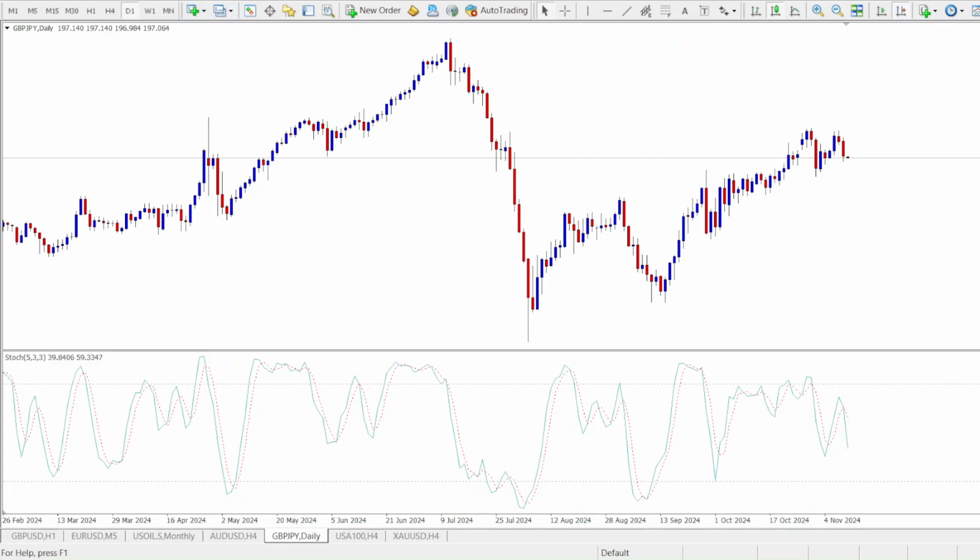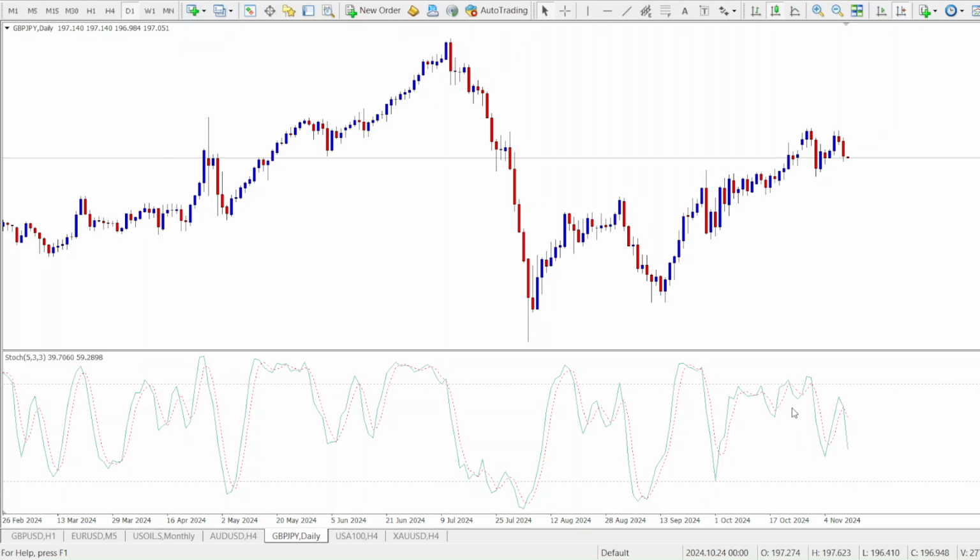First, a quick refresher on how the stochastic oscillator works. It is made up of two lines, as we can see. Obviously, we have the percentage K line, which is this green line, and we have the percentage D line, which is this dotted red line. So the percentage K line reacts faster to price changes, while the percentage D line is a moving average of the percentage K line. So the crossover between these lines is what we focus on when using this strategy.